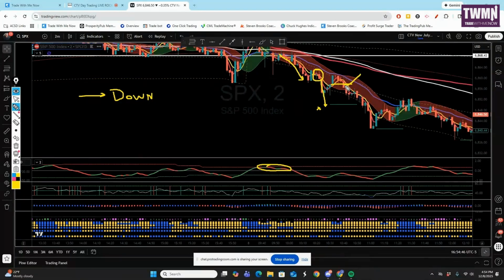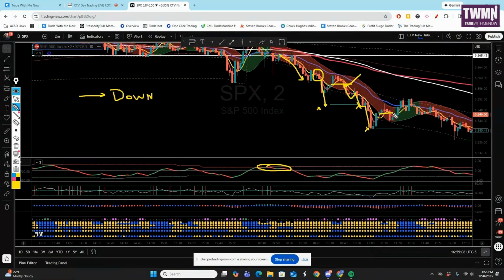Red takes out the green. There. In. Am I near the 20? Yes. Get in. Let the thing work. When it gets away from my 5, I'm out. That's away. I maybe even got out here.